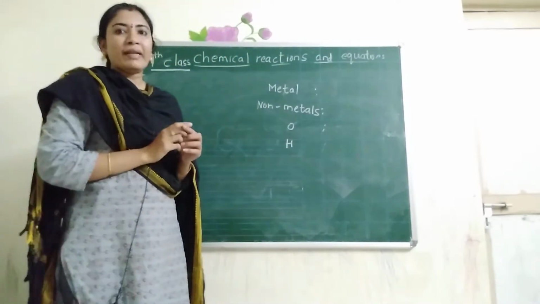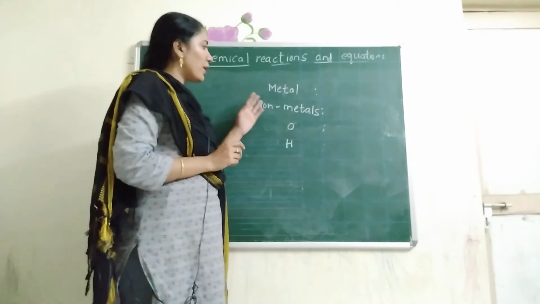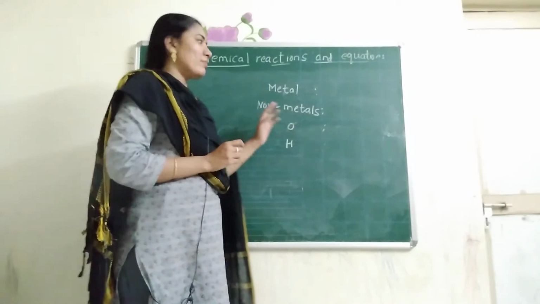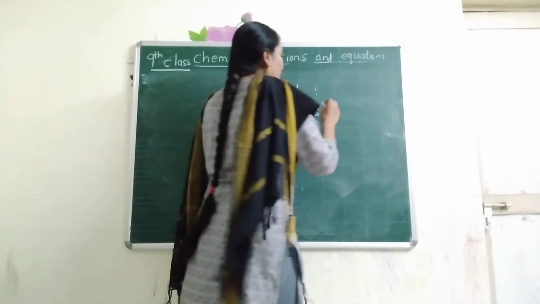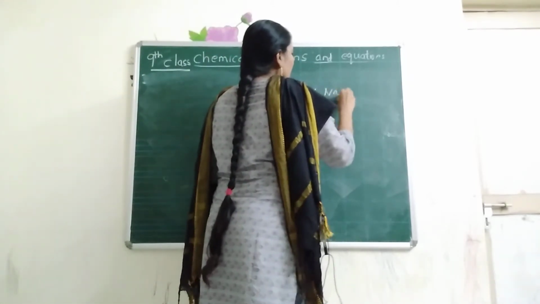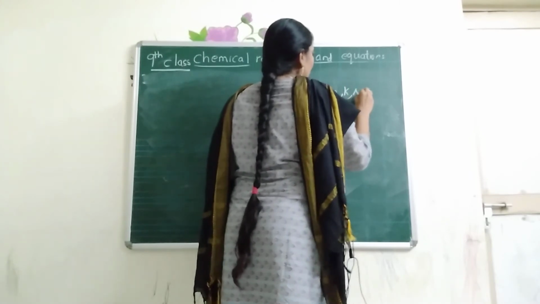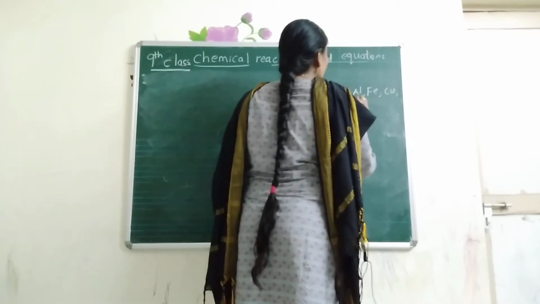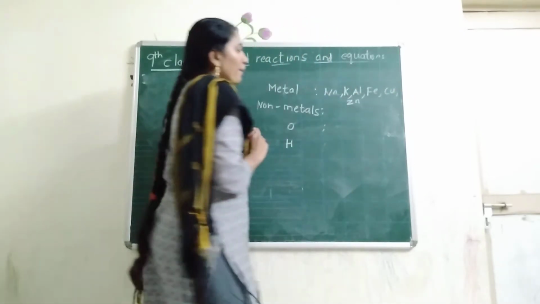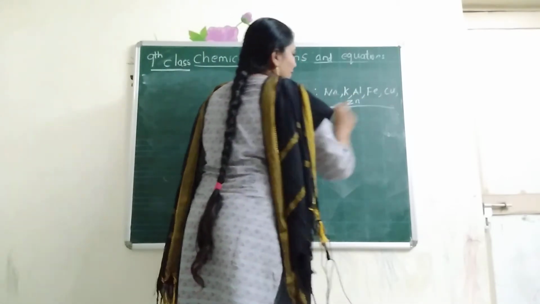Actually there are so many metals in the periodic table, but I am telling you the metals up to 30 elements and non-metals up to 30 elements. What are the metals in the first 30 elements? Sodium is a metal, potassium, aluminum, iron, copper, zinc. These are the metals. So many metals are there, but these metals are enough for you.